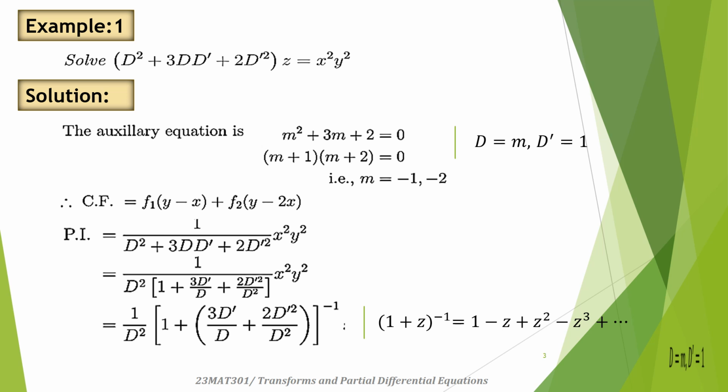So in binomial expansion, it will be expanded like 1 minus z plus z square minus z cube plus etc.